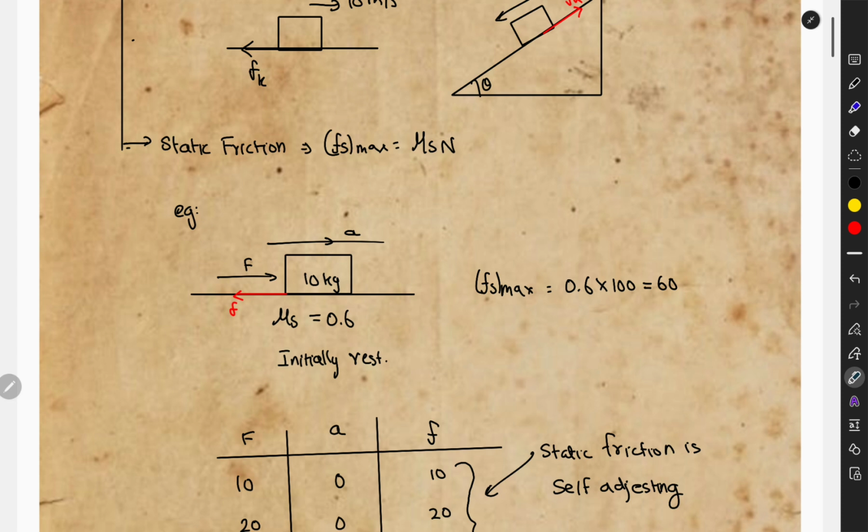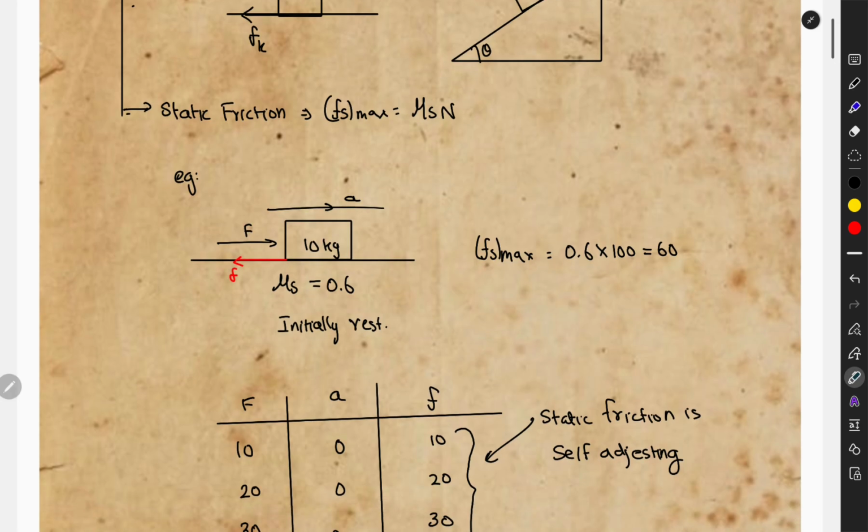But static friction is a self-adjusting force. So Fs max will be equal to mu s N, where mu s is the static friction coefficient and N is the normal force. So basically it will self-adjust according to the scenario.